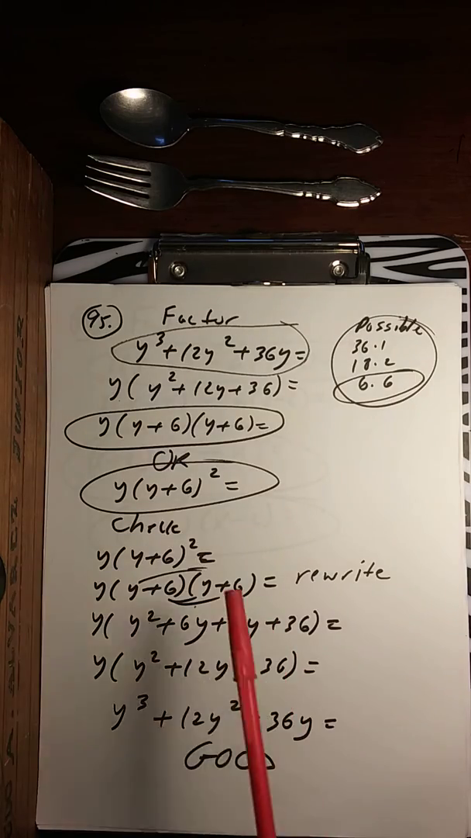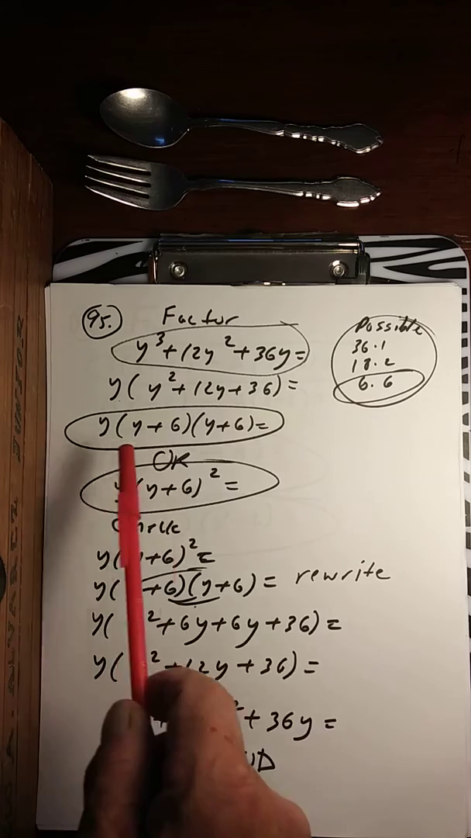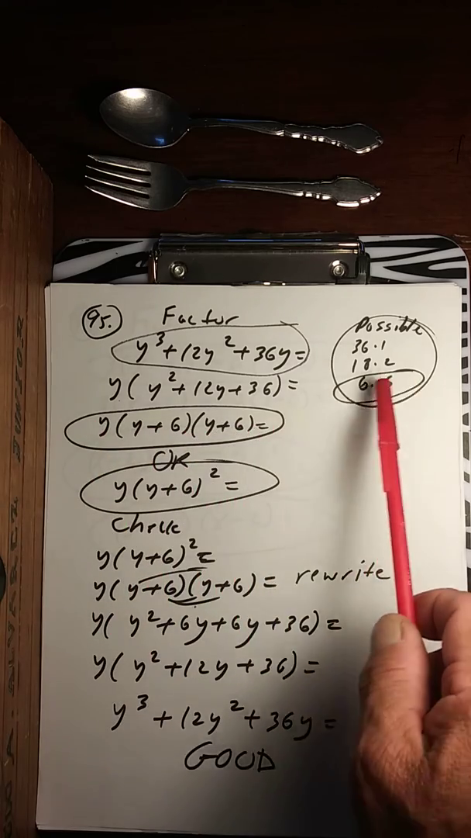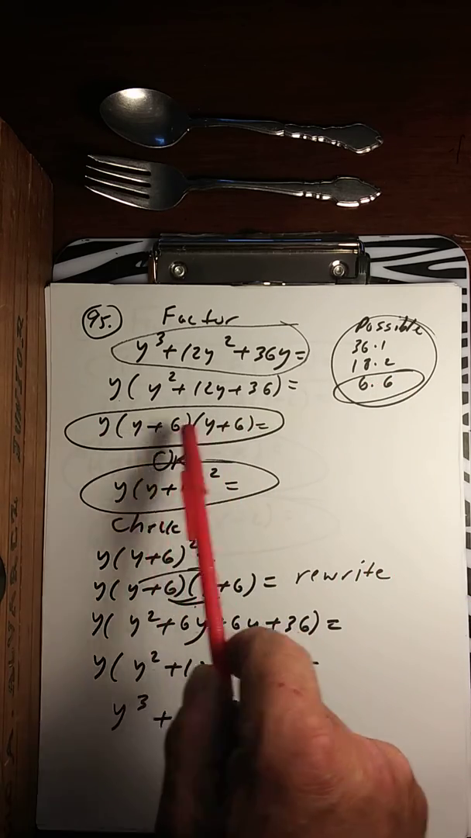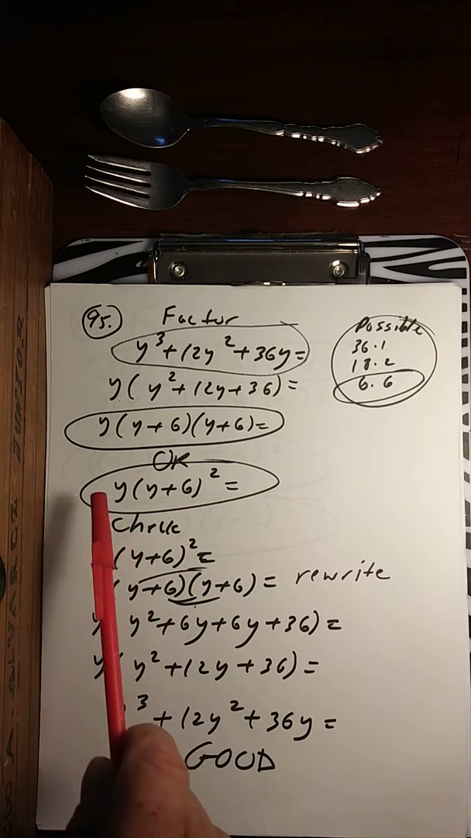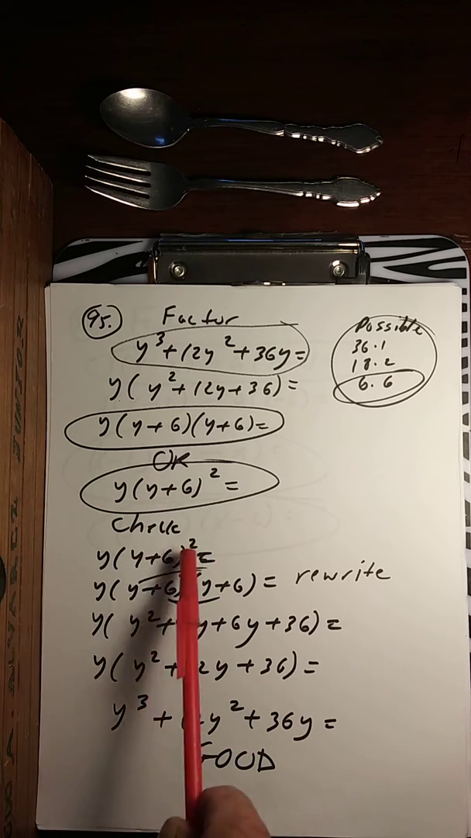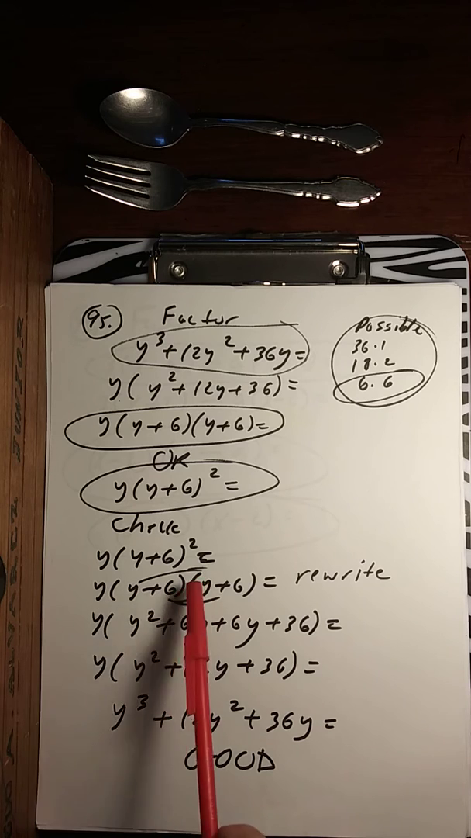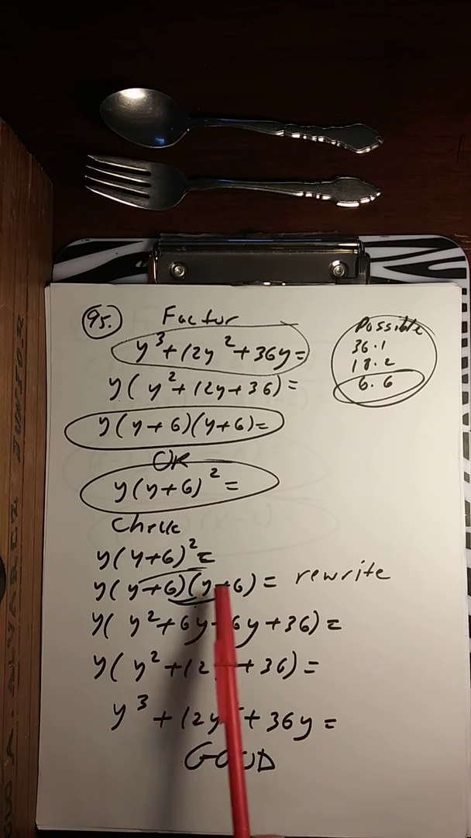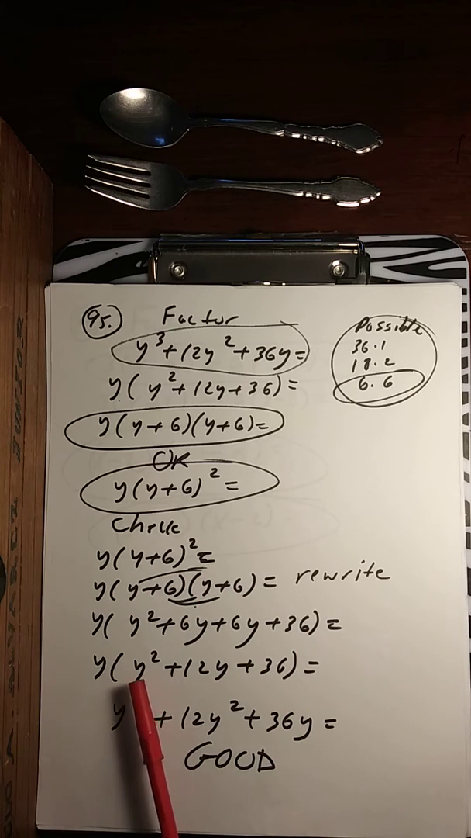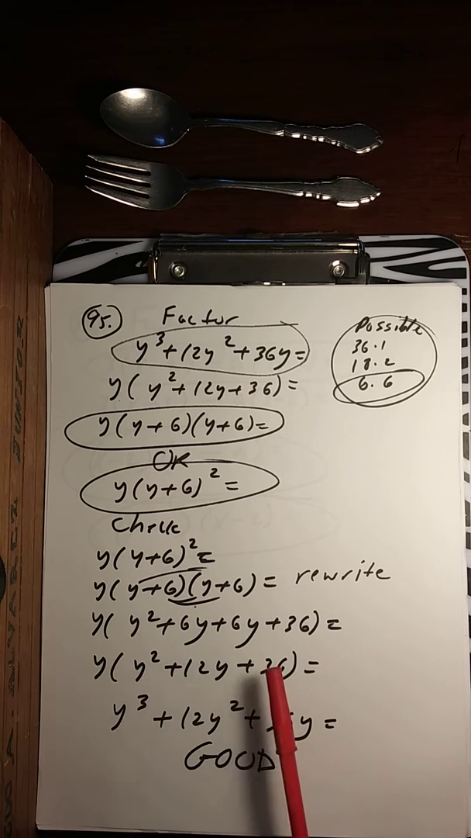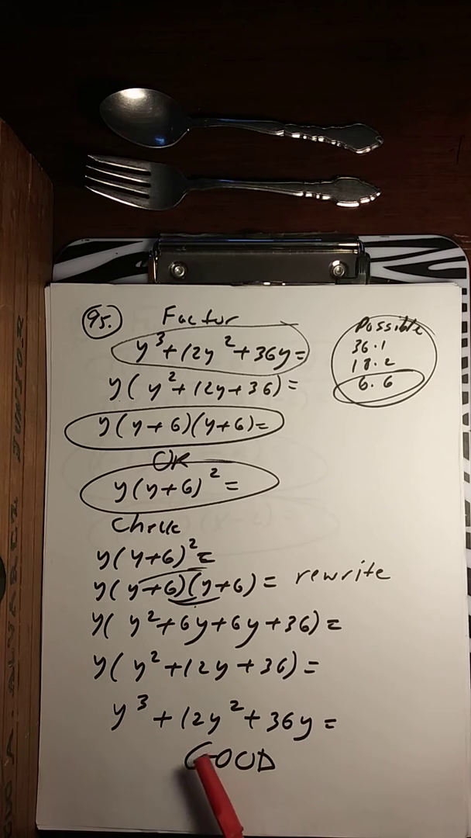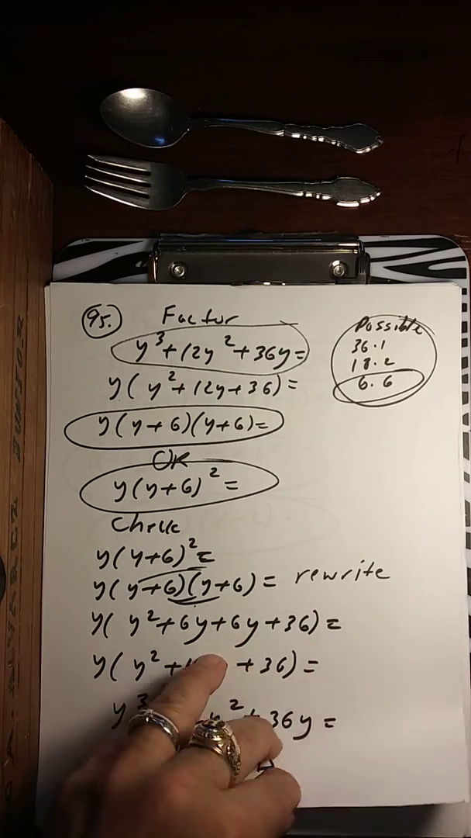Yes. Take out the greatest common factor, y. Y comes out. So we try 6 and 6. Y plus 6, y plus 6, or y plus 6 squared. So rewrite it. That one, y times y plus 6 squared. Y times y is y squared, 6y, and 6y, and 36. So now we have y squared plus 12y plus 36. That turns out y cubed, 12y squared, 36y. Does this match? Y cubed, 12y squared, 36y. Yes, it matches.